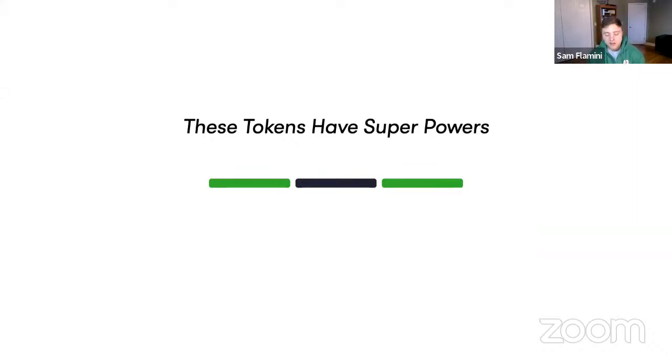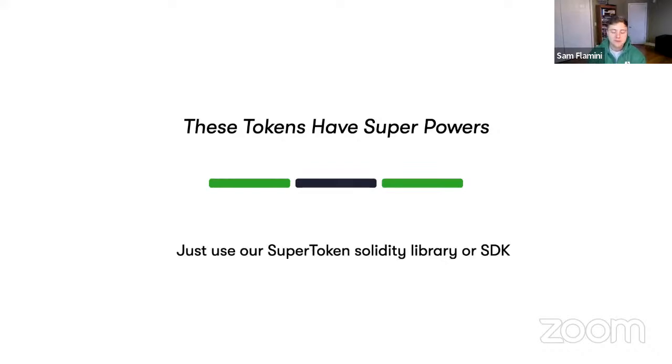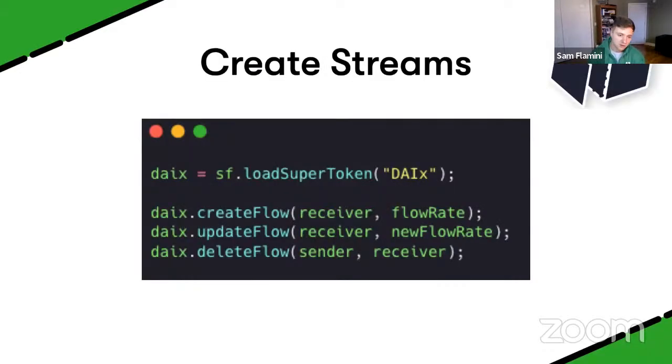And again, the thing to keep in mind that I want you to walk away with is that these tokens themselves should feel like they have superpowers, right? Part of the reason for that is that we've engineered the developer experience so that you can just call these functions that do this cool stuff directly on the token itself in our SDK or using our Solidity libraries. So instead of just being able to call DAI.transfer, you can call DAIX, which is the super token version of this.